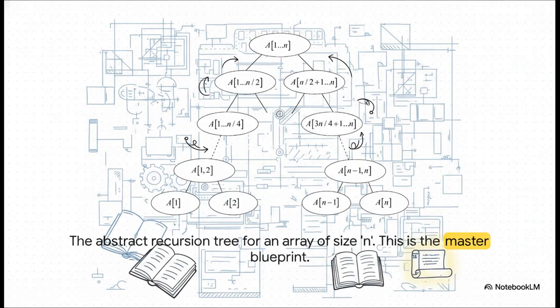And this is the master blueprint. This is the recursion tree for an array of any size, which we'll just call n. Every single one of those ovals or nodes represents one call to our rsum function. This abstract picture is what's going to let us analyze the algorithm's performance no matter how big the input is.